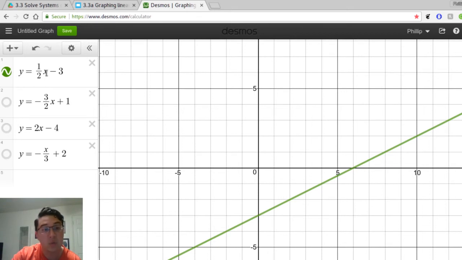1/2 of 2 is 1, so 1 minus 3 is -2. So if I go over to 2, we had 1 minus 3, that's -2, so that gives us the point (2, -2), which happens to have a point at it. So there's a couple of different ways you can go about doing this. You can plot points, or you can mark the y-intercept, and then go up 1/2 using the staircase method.